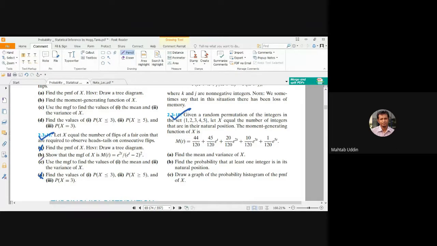B and C. Yes, I want to give this as homework because it is exactly what I have done in number 11. First, you have to show M(0) equal to 1, then differentiate two times, put 0 there, then you can find the mean and variance. Exactly what I have done in 11.